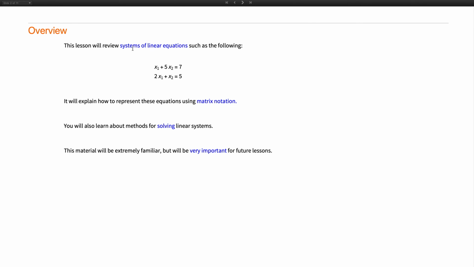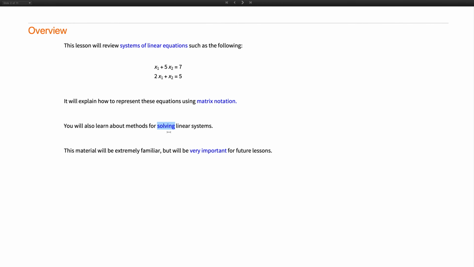In this lesson, we'll review systems of linear equations such as the following. You have two equations in the unknowns x1 and x2: x1 plus 5x2 equals 7, and 2x1 plus x2 equals 5. We'll do two things with them. The first is to show how you can represent such systems using matrix notation. The second is to talk about how you can solve these systems using the Wolfram Language.